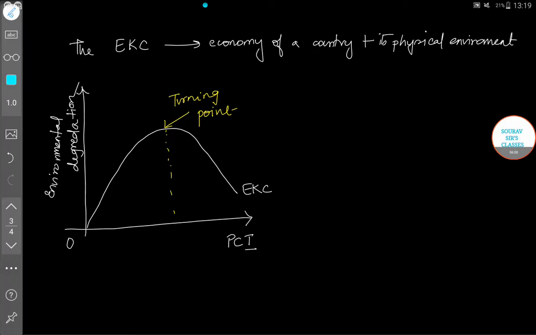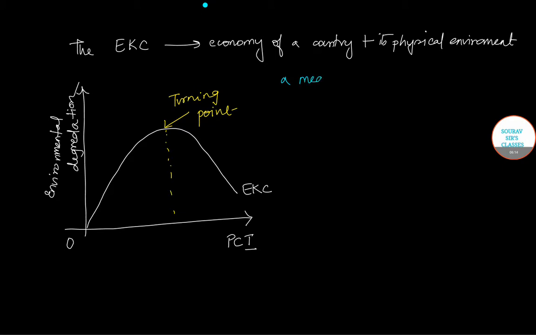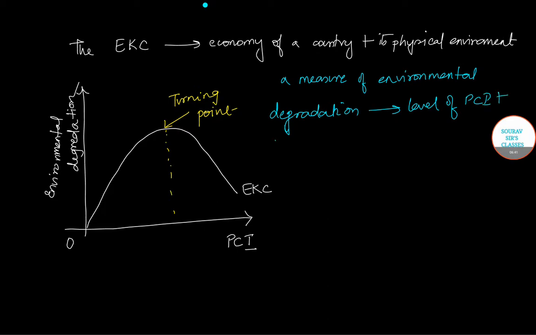Now this curve is based on the assumption that a measure of environmental degradation depends on the level of per capita income as well as potentially all the other variables like population density.